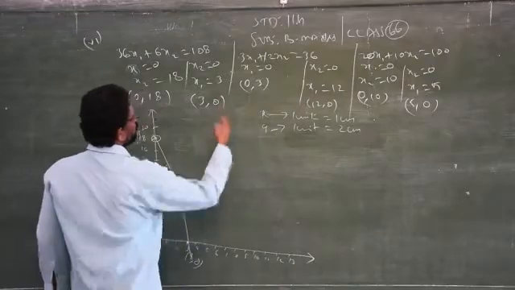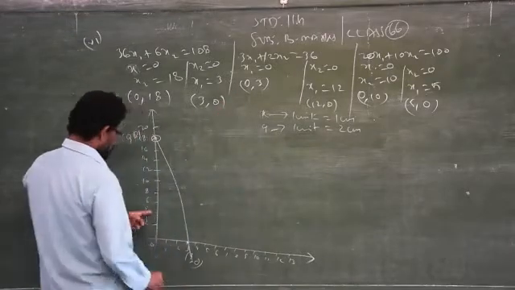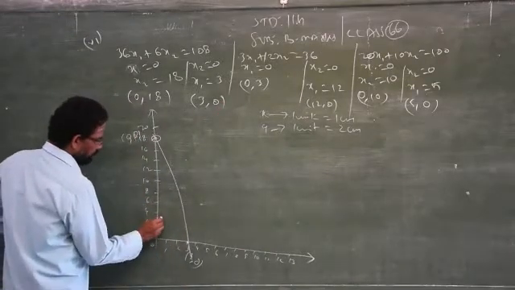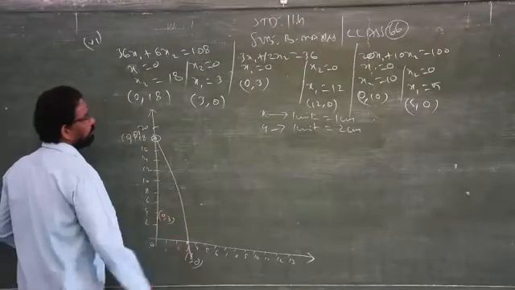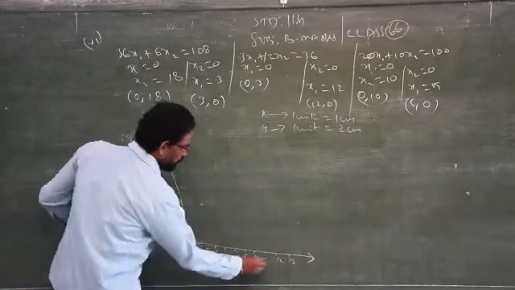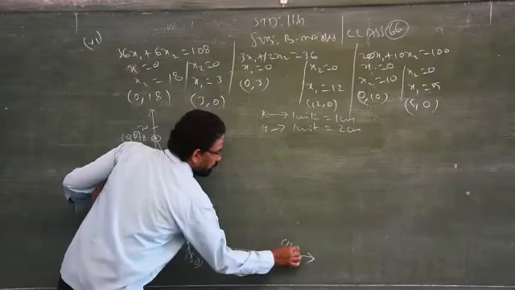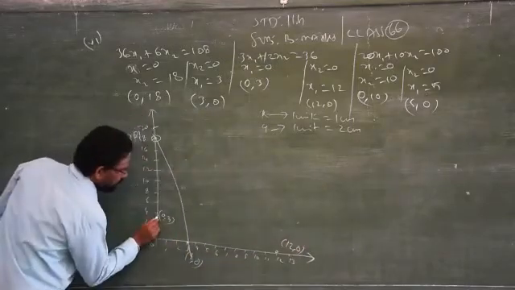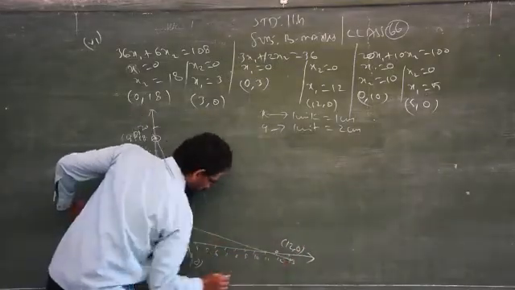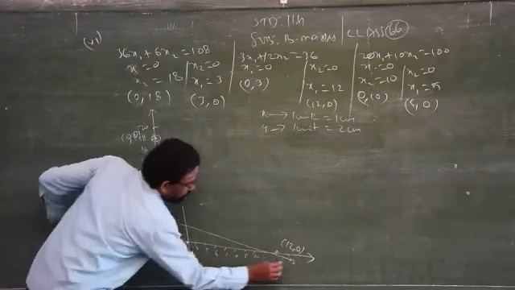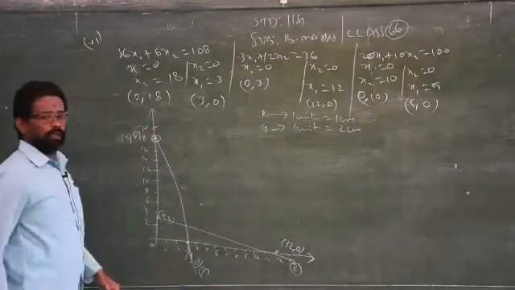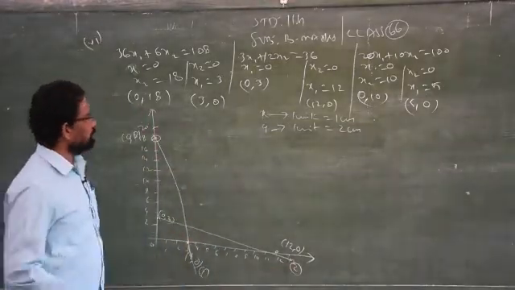Clear? Next you have to take 0, 3. Where will 3 come? Here will come 0, 3. Then 12, 0. So here we will get 12, 0. Then just draw that straight line. This is equation number 1 and this is equation number 2. I told you already, you have to take equation number 1 and 2.